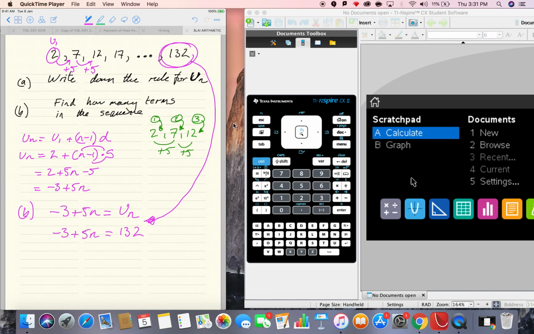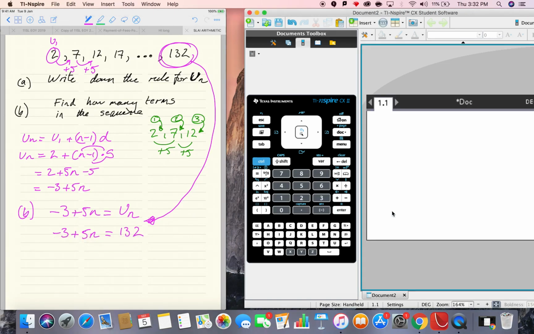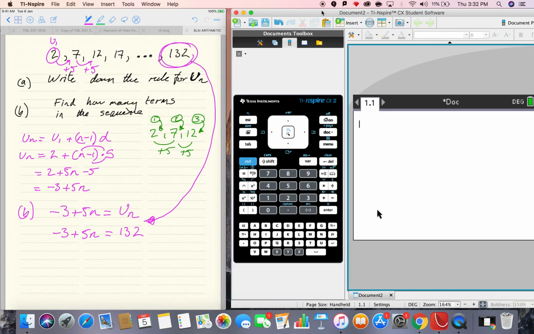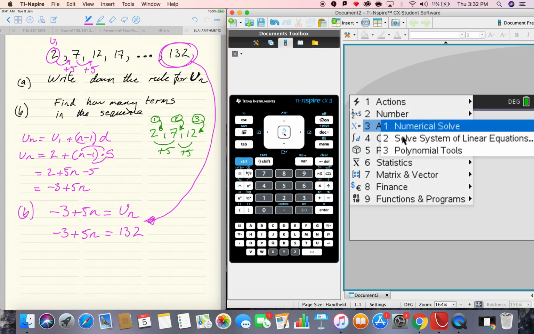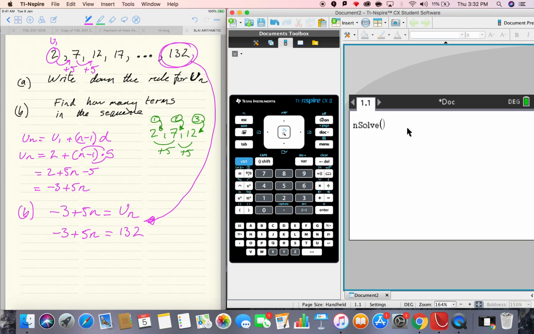Now you guys are strong enough with your algebra to solve that, but we can go here. Let me just put a calculator page on. When I'm here, I can go menu, algebra, and I will do, well, what should we do? Numerical solve? Numerical solve will only give us one solution. So I'm going to type in negative 3 plus 5n equals 132. We have to type in a little multiplication here, and we have to tell the calculator what the variable is, comma, n, enter, and it's 27.